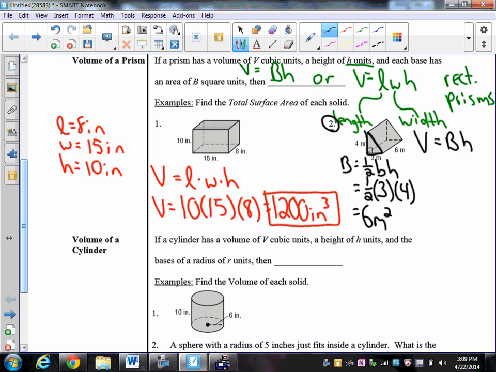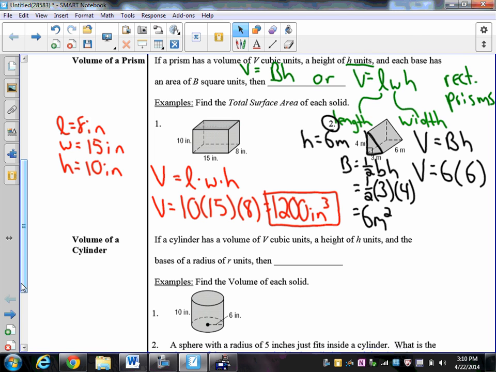So that's an area that's going to have units squared, and the height is just going to be 6 meters. So the volume is going to be 6 times 6. So I got this 6 here. That's the area of the base, and the height is 6. So whenever I multiply them, the volume is going to be 36 meters cubed.